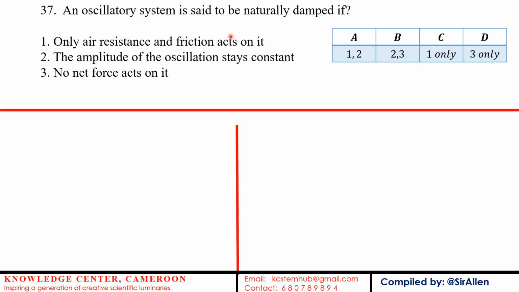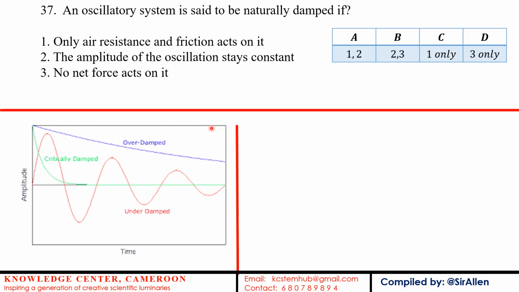An oscillatory system is said to be naturally damped if... Okay, let's talk about this a little bit. There are three major types of damping. You have underdamped systems, so you see how the oscillation is dying out with time. You have critically damped systems: from this maximum displacement, it takes minimum time to get back to the equilibrium position. And then the overdamped system: from this maximum displacement, you notice how it takes so much, like forever, to get back to the equilibrium position, right?